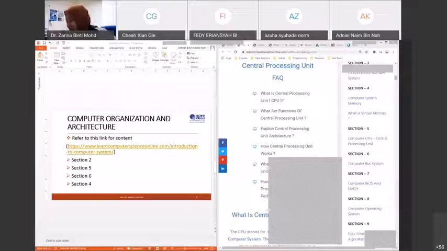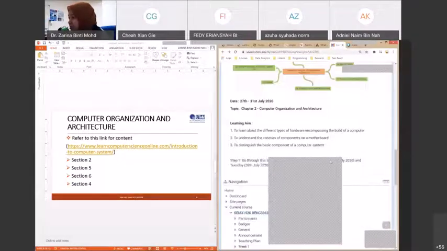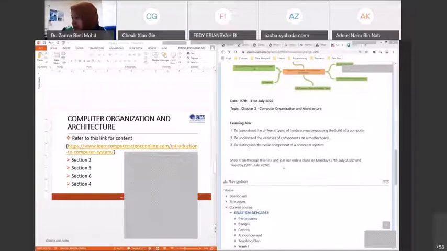Okay, thank you. So the important thing for this chapter is about the hardware that makes up a computer. I hope you can go through this chapter through the link that I gave you in ULearn. Saya ada bagi dekat sini kan. You just click this link and you will be directed to the web page that I showed you just now.